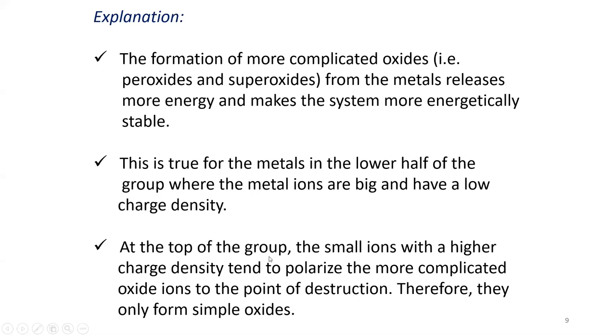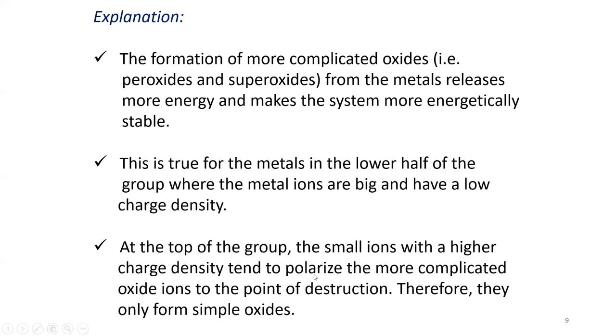At the top of the group, the small ions with a higher charge density tend to polarize the more complicated oxide ions to the point of destruction. Therefore, they form simple oxide. This is actually the reason why lithium will form more of the simple or normal oxide, because it has high charge density. I told you that lithium has a small size and a high charge.